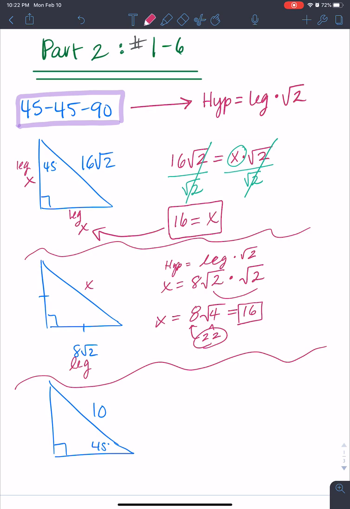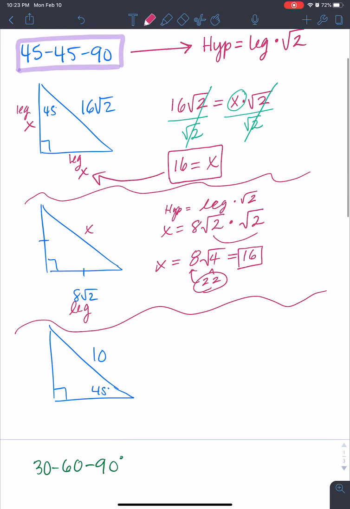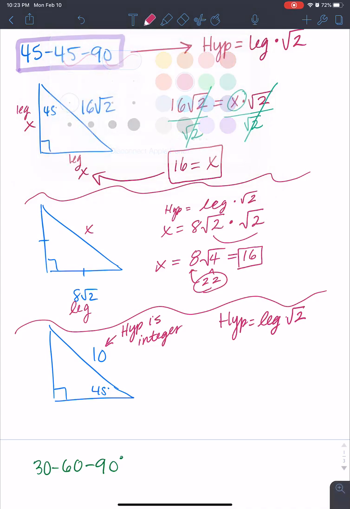Okay, now this last one's a little trickier. So this happens when the hypotenuse is an integer, meaning it's just a number with no square roots. Okay, we're going to use the same formula. Hypotenuse equals leg times square root of 2. I'm going to write it down again, which you should too, because the more you write it down, the easier it will be to memorize. Then we plug in what we know. So we know the hypotenuse is 10. We are trying to find, let's put x right there, the leg. Okay, and that's going to be times your square root 2.